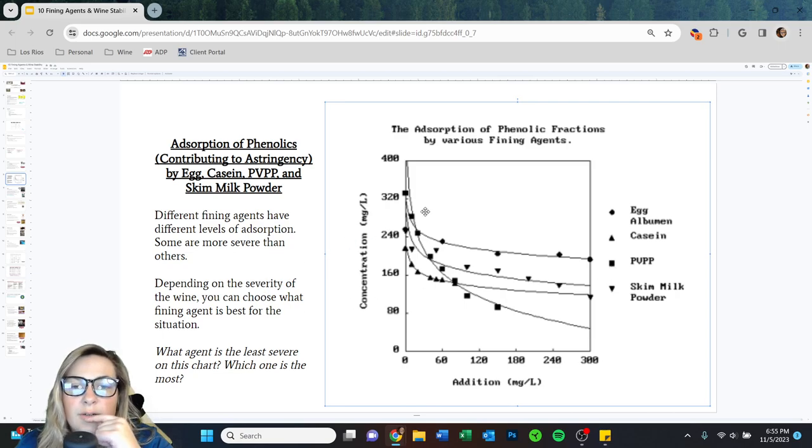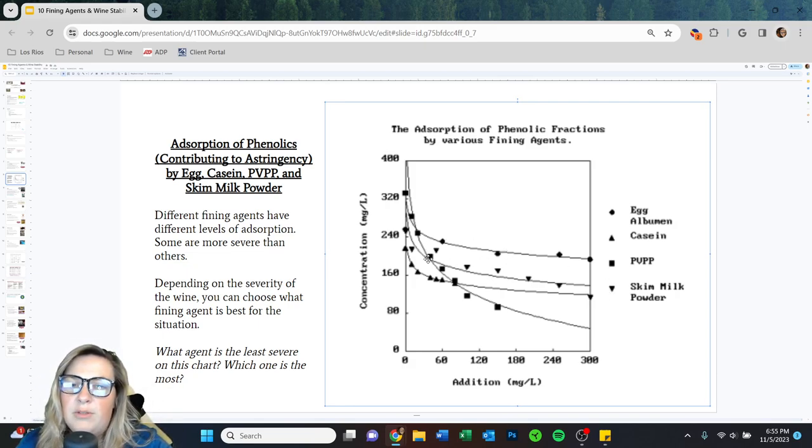The most severe fining agent is PVPP. It's the square right here. As you can see, once you add up to, maybe say this is 150 parts per million or milligrams per liter, you see a huge depletion in the amount of phenolic fractions. So whether you choose a fining agent based off of the severity of the situation or just based on your own personal wants, you might just be the person who's a fan of eggs because they're gentler and you're not really worried about maybe allergies or something. I don't know, that could be an option.